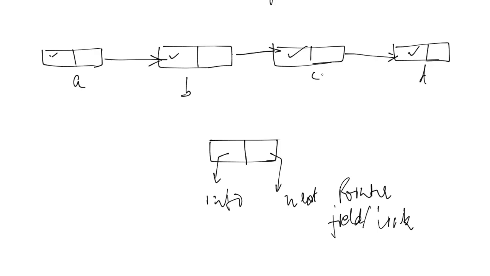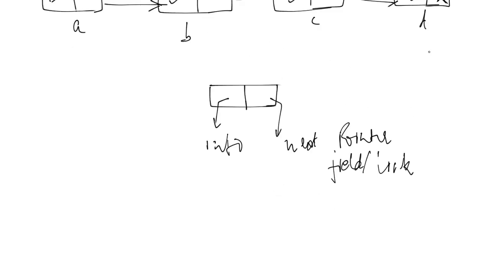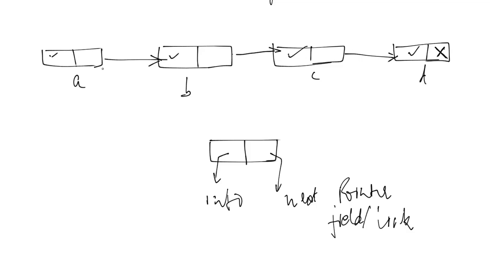If any node is supposed to be the last node of the list, then the link field of that node should be marked with a null, and it says that the list terminates over here. So in this case, D is the last node, so the last node should be marked with a null in its link field. So it's a linear arrangement of data.